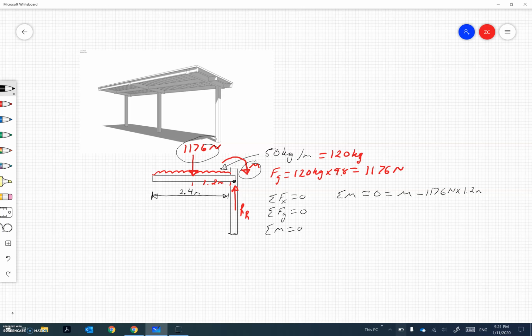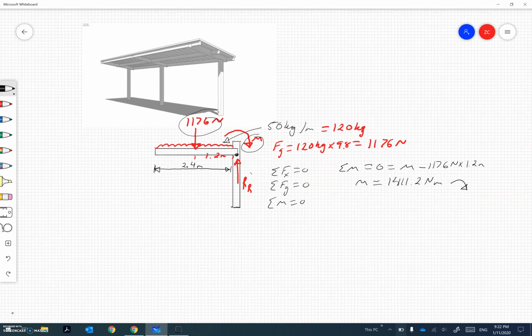if we rearrange this, our unknown moment is now equal to 1,176 times 1.2, which is 1,411.2 newton meters. And that's going to be in the clockwise direction. So we've just found that one.